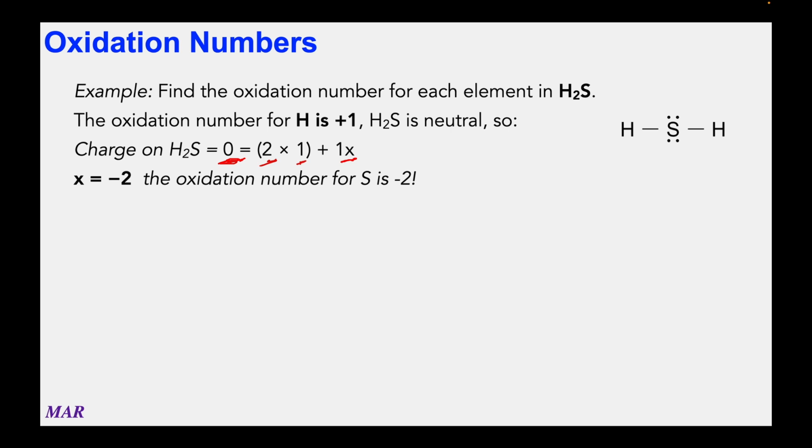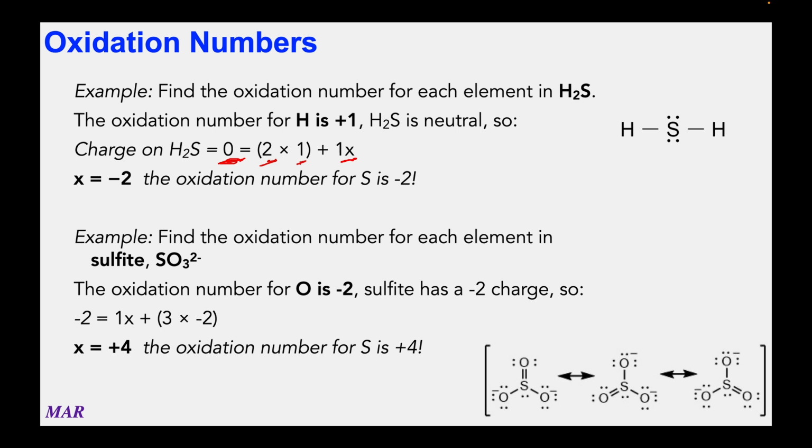So when you solve for this, 2 times 1 is 2, so 2 plus x equals 0. Put the 2 on the other side, and x comes out to be -2. So the sulfur here has an oxidation number of -2. And that kind of gels because sulfur is in group 6A. 6 minus 8, those are usually -2, and that's what we're seeing here for sulfur, so that doesn't seem too crazy. We can also do the same thing for sulfur in sulfite.